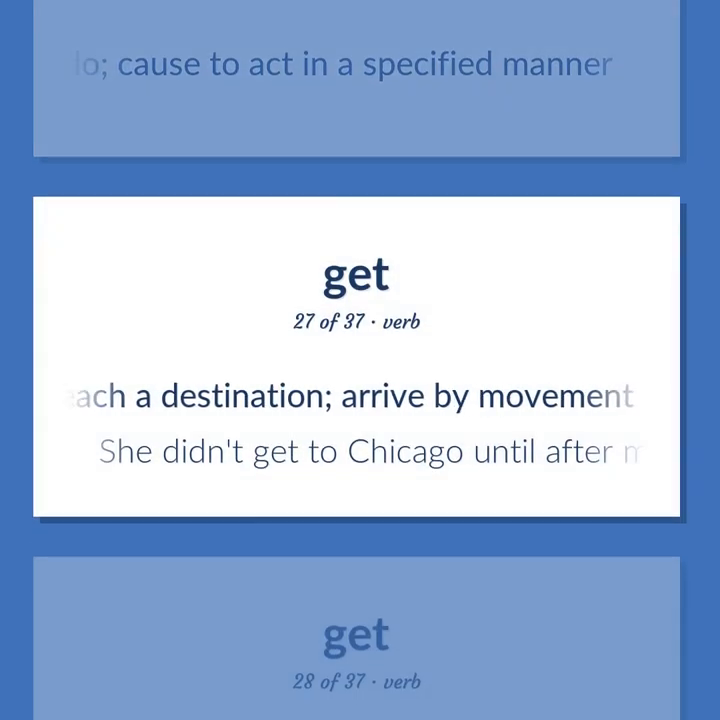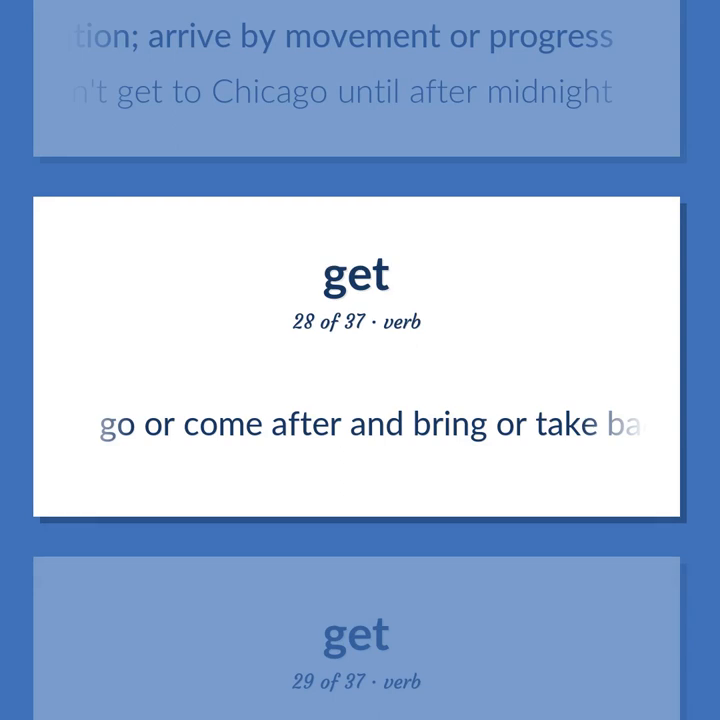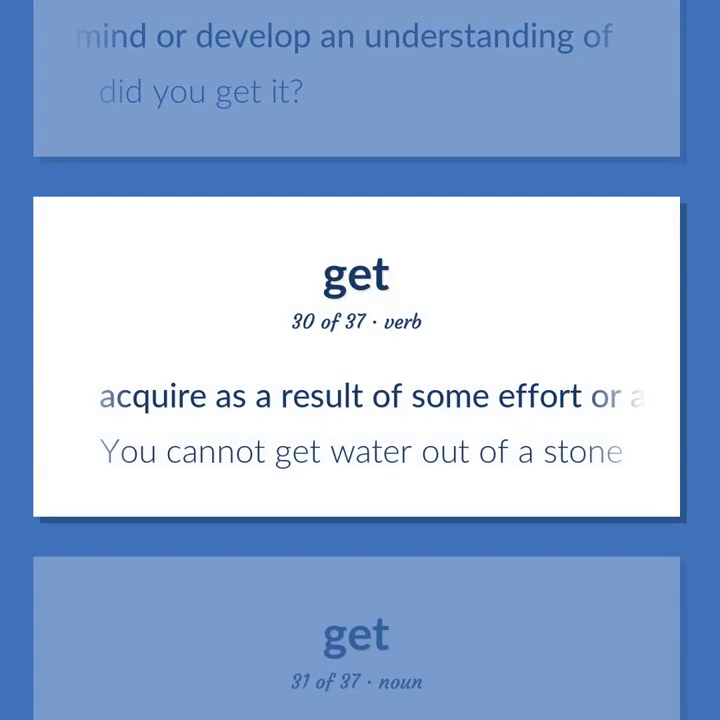Reach a destination, arrive by movement or progress. She didn't get to Chicago until after midnight. Go or come after and bring or take back. Grasp with the mind or develop an understanding of. Did you get it? Acquire as a result of some effort or action. You cannot get water out of a stone.